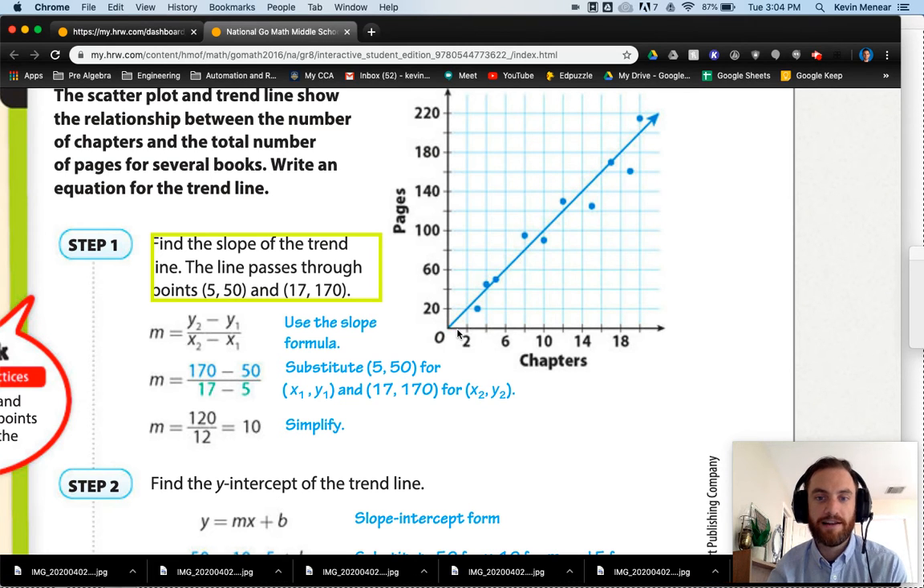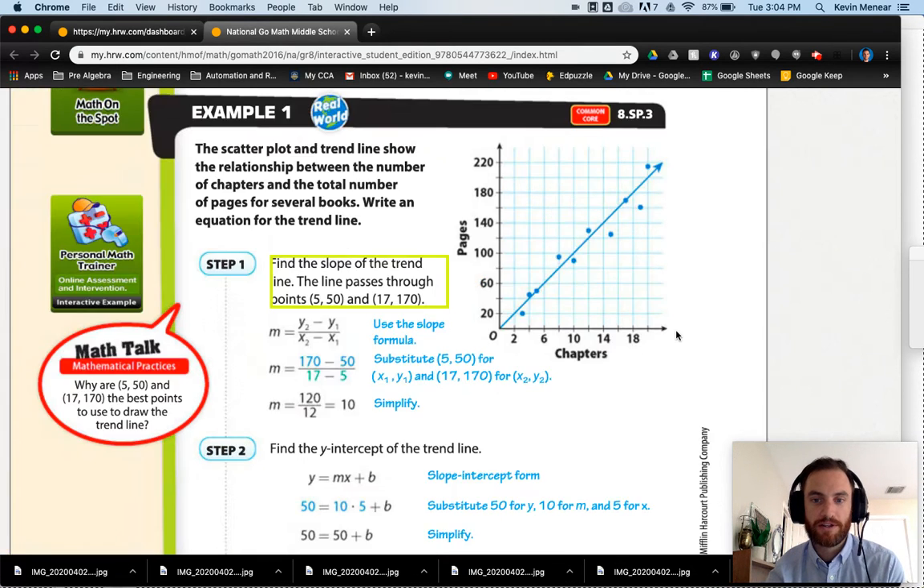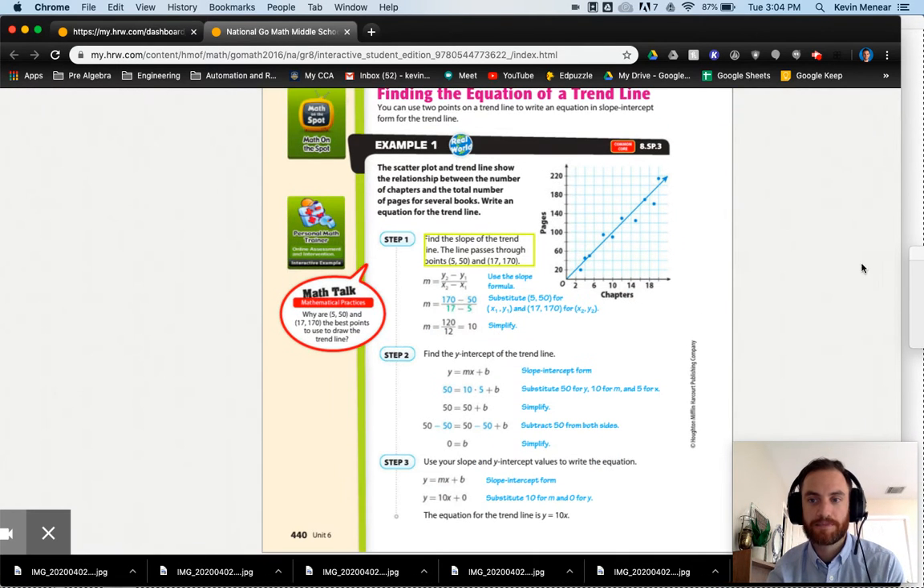So if I have 2 chapters, it'll be 20. If I have 6 chapters, it'll be 60. If I have 10 chapters, it'll be 100. Okay, cool. So that's the idea there. It's 10 pages per chapter. That's what that slope of 10 means in this case.